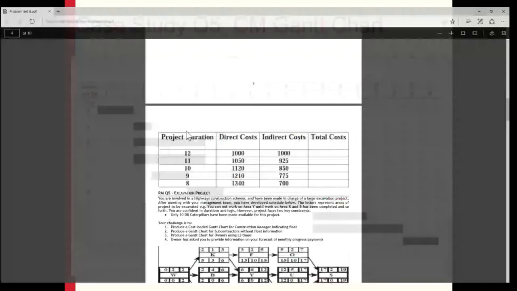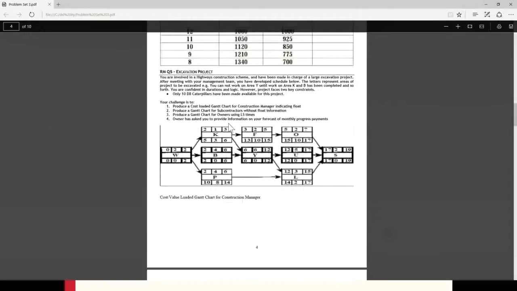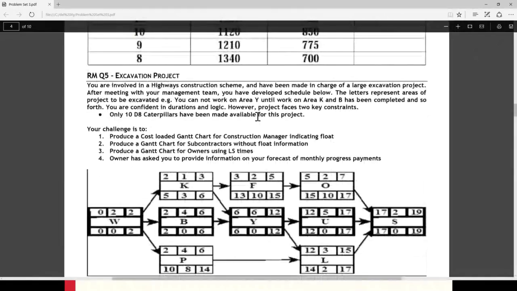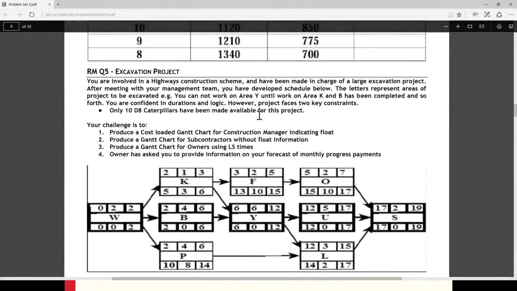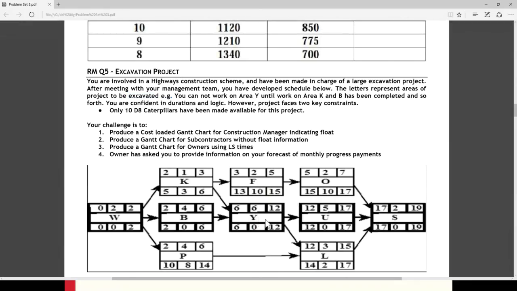Now, in question 5, we did ask students to go through a bit of a case study. So here is the case study. The question asked was that you are involved in a high-risk construction scheme and have been put in charge of a large excavation project. After meeting with your management team, you have developed a schedule below. The letters represent areas of the project to be excavated. So you cannot, for instance, work on area Y unless the previous constraints, which is completion of areas K and B, have been completed. So a typical finish to start relationship.